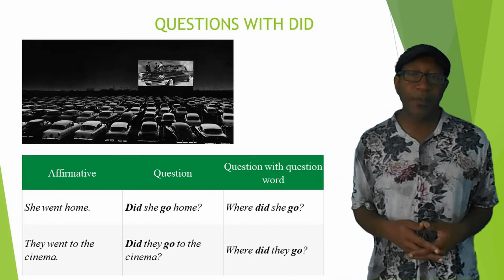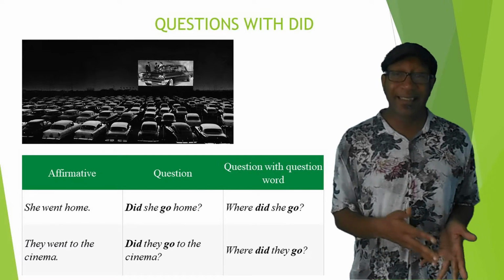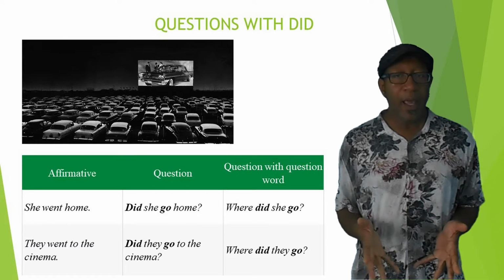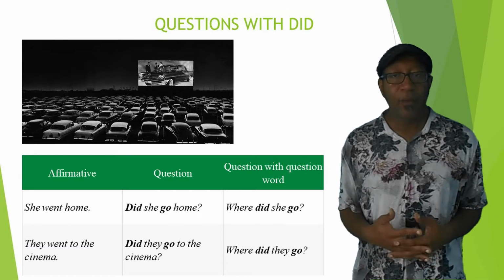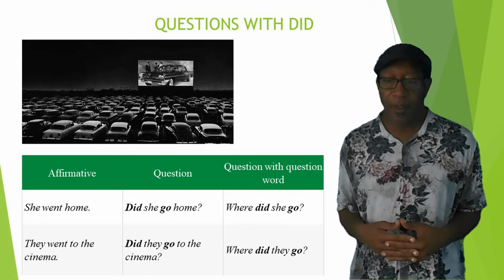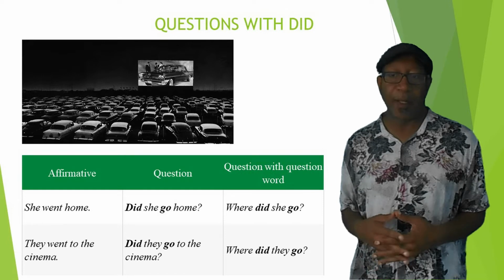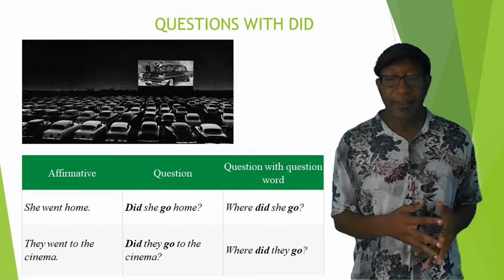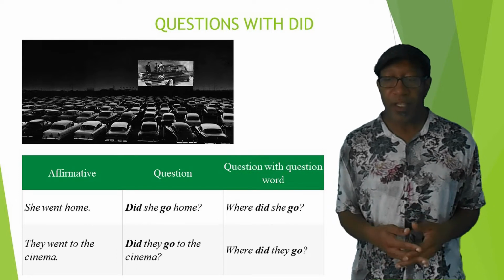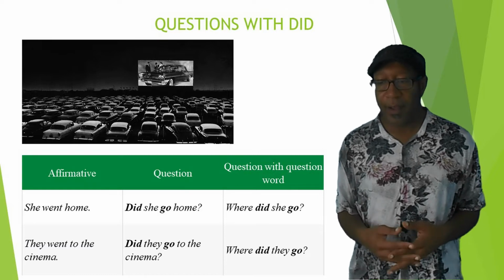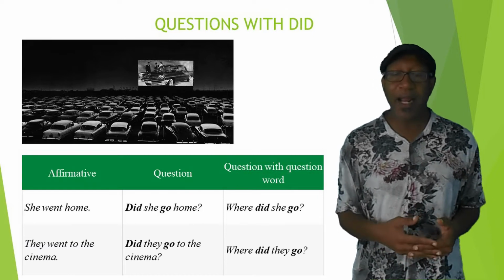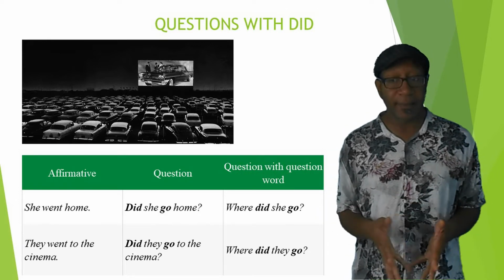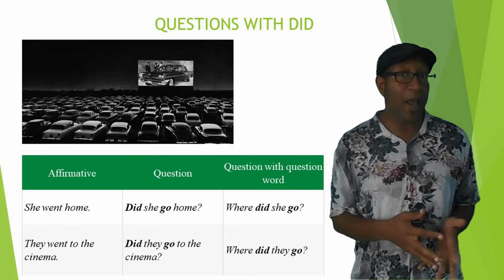You can also use the auxiliary verb did, that is the auxiliary verb do and does in the past. We have some examples here, like the affirmative: she went home, they went to the cinema. When you make the question, you can use: did she go home? Did they go to the cinema? You can also use the question words, like where did she go? Where did they go?